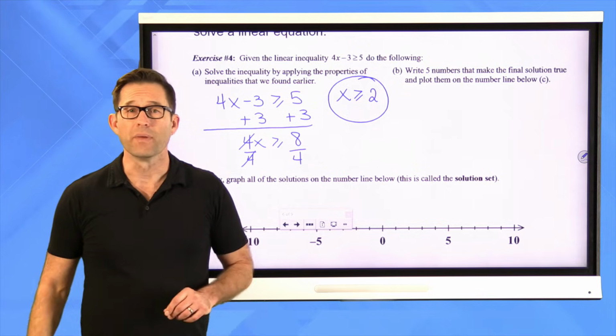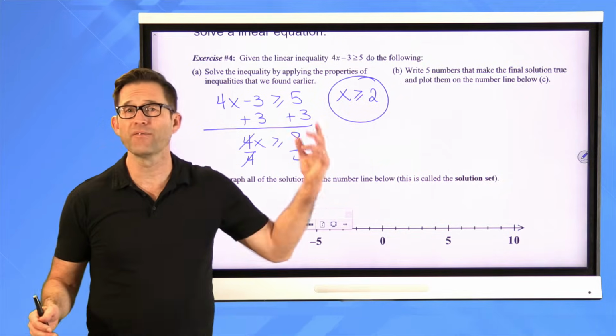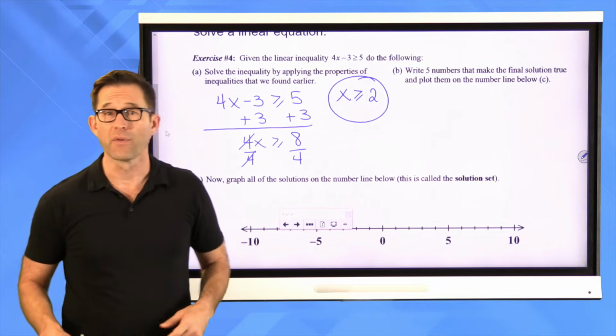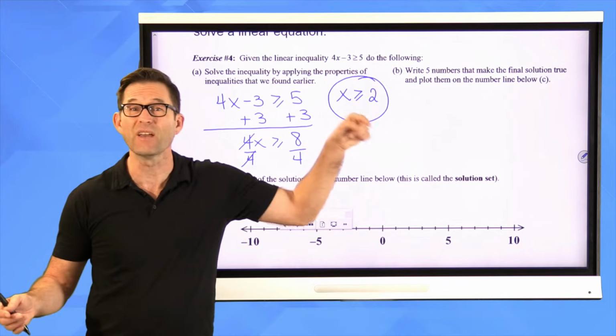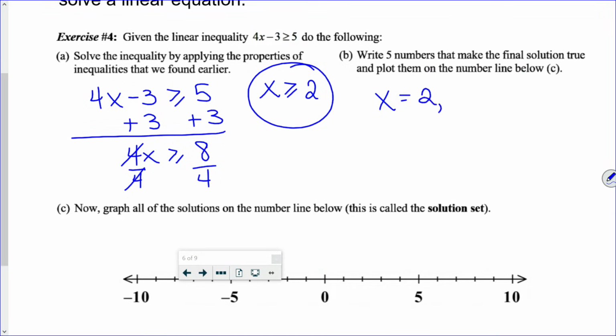Now let's take a look at letter B. It says, write 5 numbers that make the final solution true and plot them on the number line below. In other words, I want 5 numbers that if I put them in for x would make that a true statement. Well, one number that would certainly make it true would be 2, right? 2 would make it true because 2 is equal to 2. So, 5 numbers. Well, 2 would make it true. Anything bigger than 2 would make it true, like 2.1 or 3 or, I don't know, 7 or 9. That's 5 numbers.